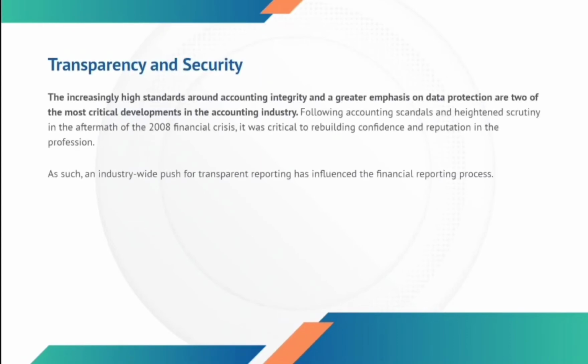Transparency and security. The increasingly high standards around accounting integrity and a greater emphasis on data protection are two of the most critical developments in the accounting industry. Following accounting scandals and heightened scrutiny in the aftermath of the 2008 financial crisis, it was critical to rebuilding confidence and reputation in the profession. As such, an industry-wide push for transparent reporting has influenced the financial reporting process.